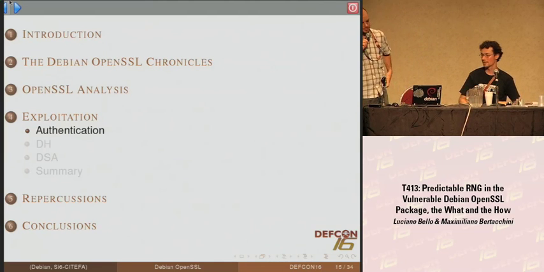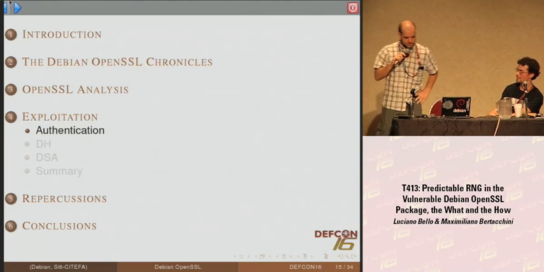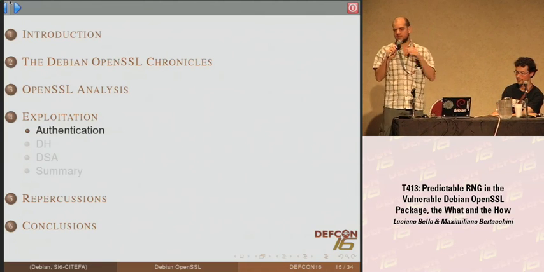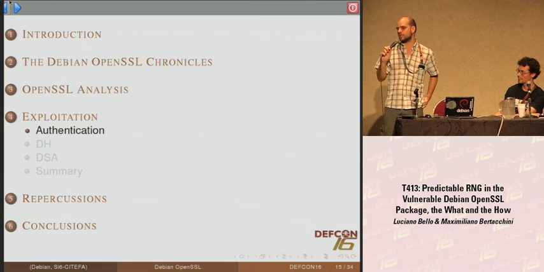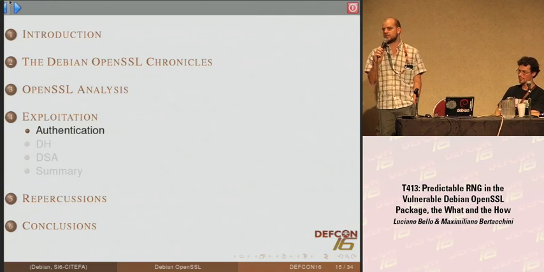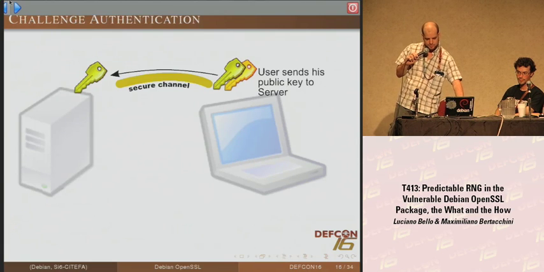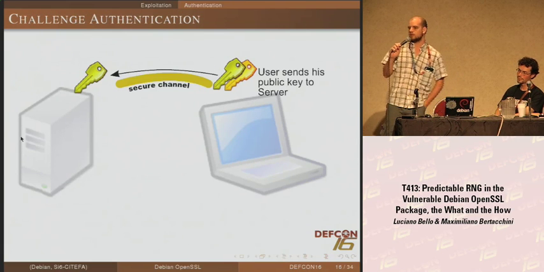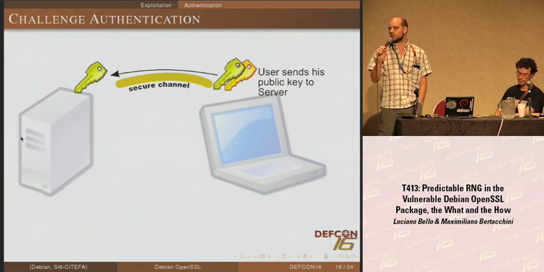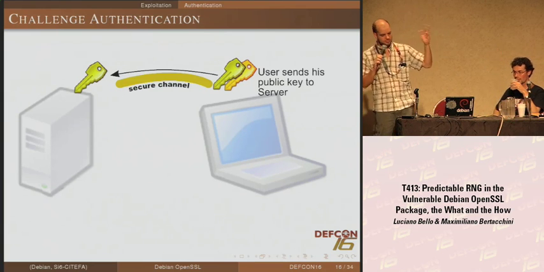So let's see how we can take advantage of these problems. Well, as Maxi says, random numbers are everywhere in cryptography, so we will see a few scenarios where we can exploit this flaw. The first one is authentication by challenge, also known as passwordless authentication. How many of you are familiar with this concept? Okay, we will be quick in this part.